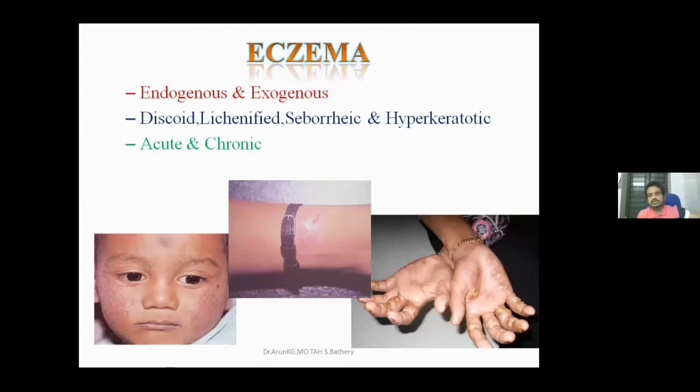Now we can go to eczemas. As we already mentioned in our initial slide, there are endogenous and exogenous eczemas, and eczema also, as per morphology, can be classified into discoid, lichenified, seborrheic, and hyperkeratotic. Then, as per acuteness, acute and chronic lesions like that also we can classify.